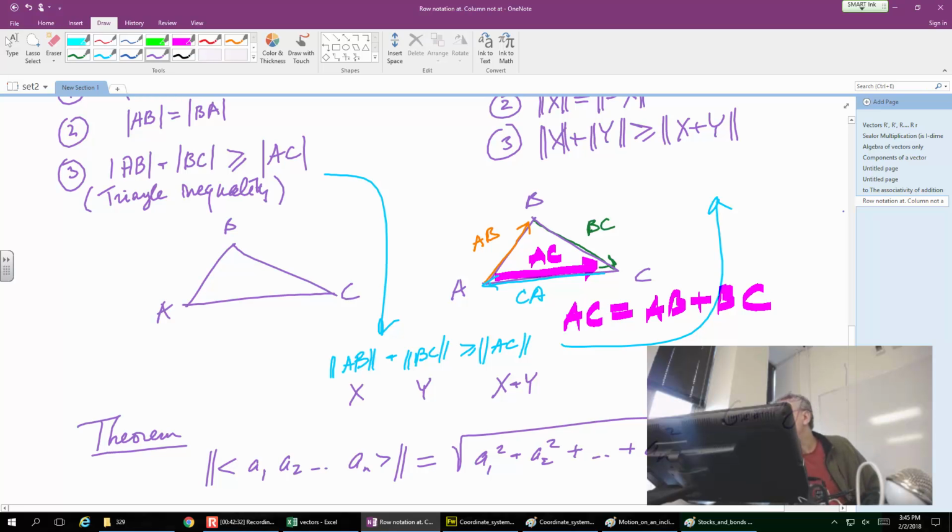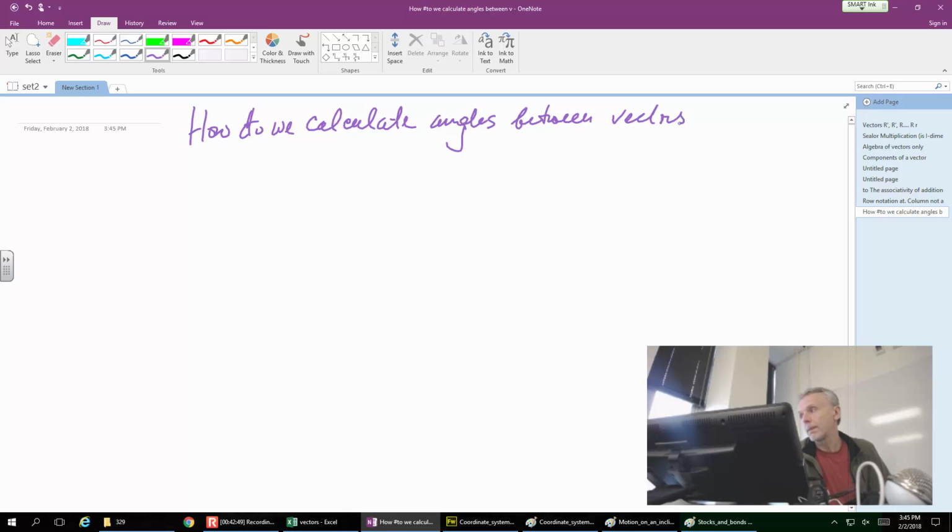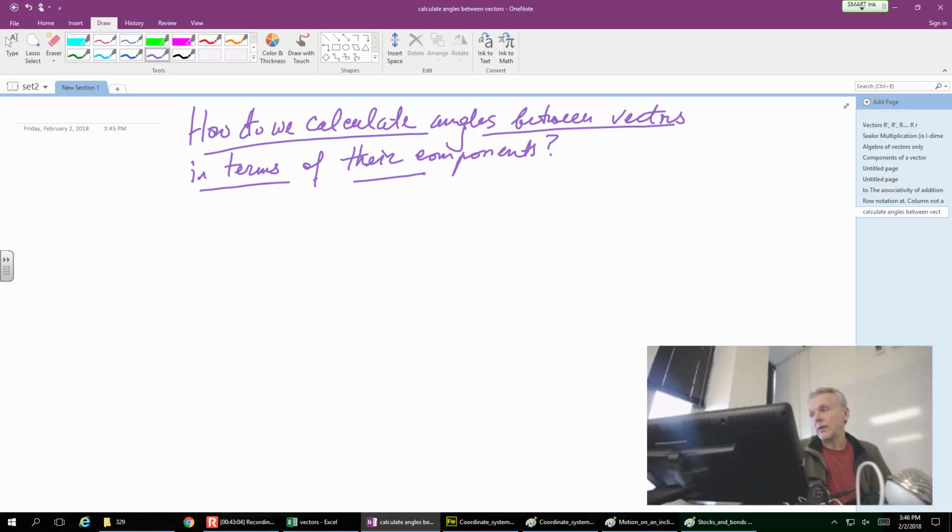So that's very nice. The next one is how do we calculate angles between vectors in terms of their components? So that is the question. In the previous part we answered the question of how to calculate magnitudes of vectors in terms of their components, and now we ask the same question about the angles. So this is what we're talking about: vector A, vector B, and the angle we care about is this one.